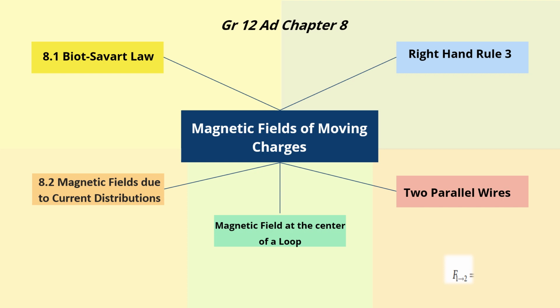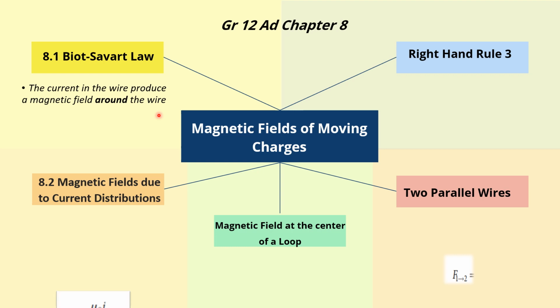And here we continue with another mind map for chapter 8, the magnetic fields of moving charges. So this chapter is dedicated for grade 12 advanced students. So as the first section, we are talking about the Biot-Savart law. These are two scientists who worked together and studied the magnetic field created by current going through a wire. So the current in the wire produces a magnetic field around the wire.